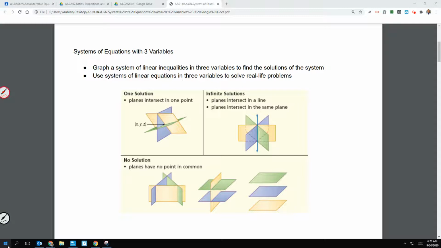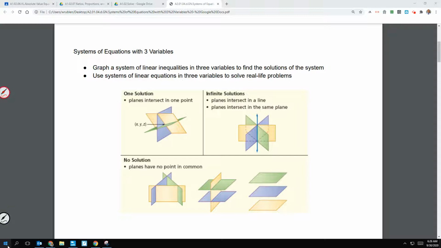When we have a system of equations with three variables, we're able to form these planes. And these planes can intersect in three different ways. They could intersect at one point.